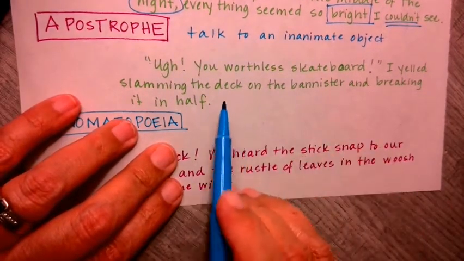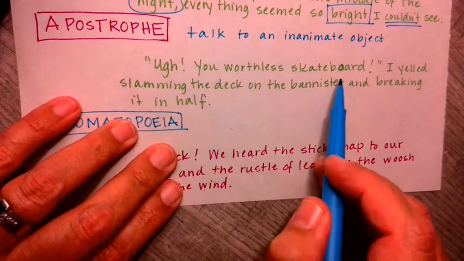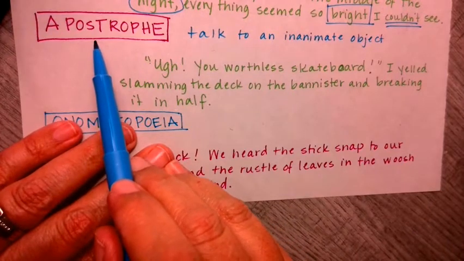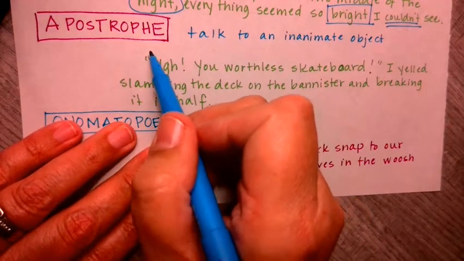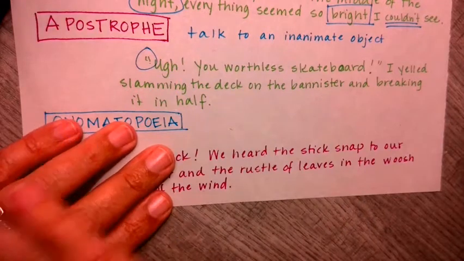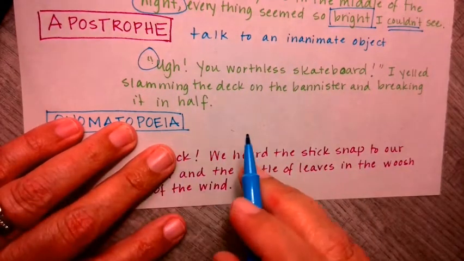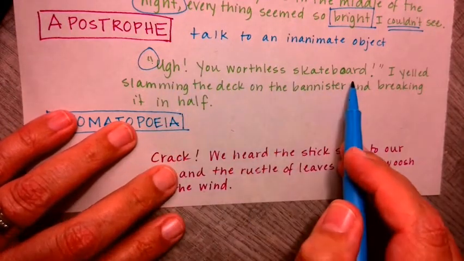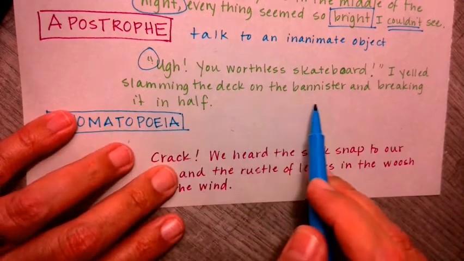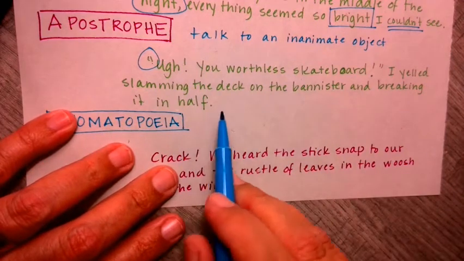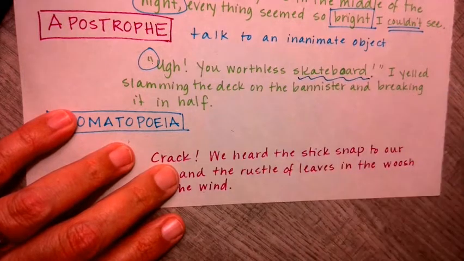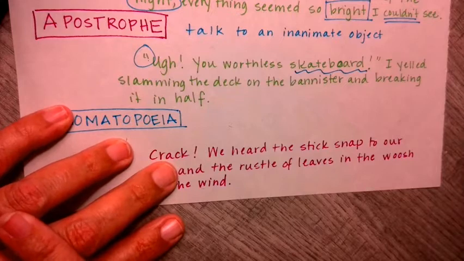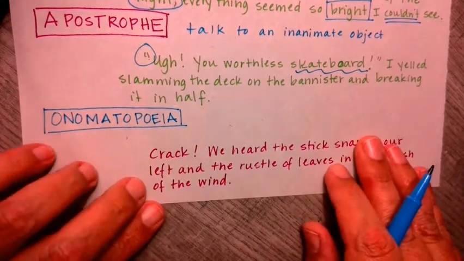So an apostrophe could be used in dialogue. Remember, you have to use dialogue. So the easy way to remember what an apostrophe is is that usually you've got quotation marks with it. And what's a quotation mark but two apostrophes put together? Okay, so here's an example. It says, "Ah, you worthless skateboard," I yelled, slamming the deck on the banister and breaking it in half. So we're talking to the skateboard, calling it worthless. So that's an apostrophe, talking to an inanimate object. We know that skateboard's not going to listen.